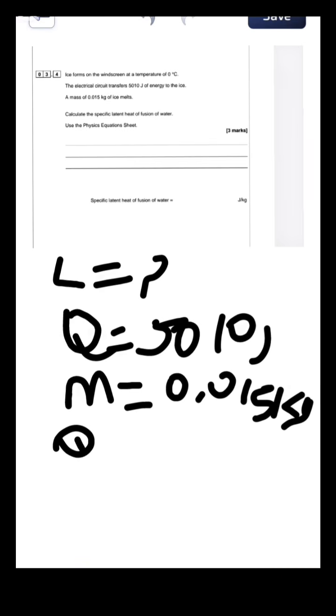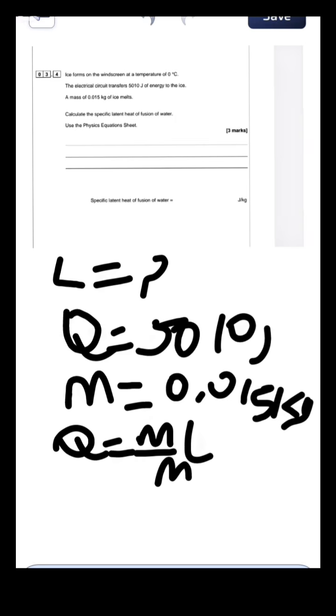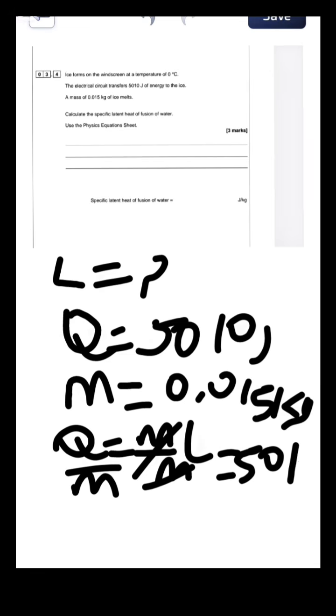Right? So now let's calculate. We're using Q equals ml. We are looking for L, so divide both sides by M. So we can get our L. We're using this formula, L equals Q over M. So what is our Q? 5010 divided by 0.015.